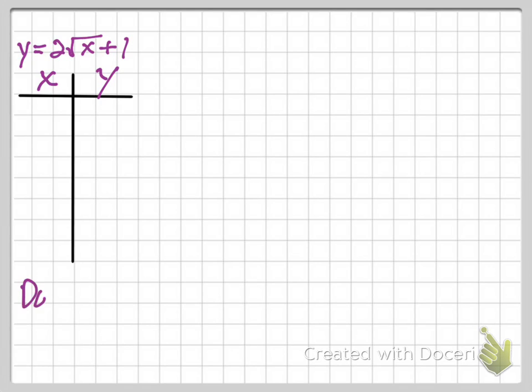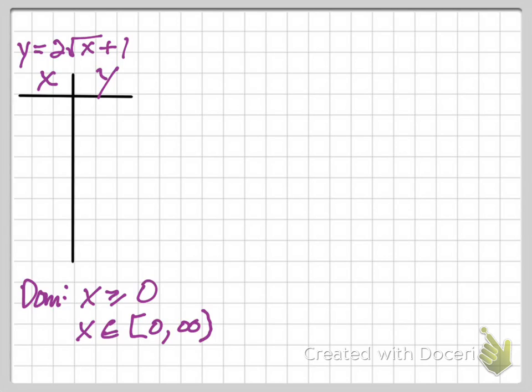The domain here is any value for x greater than or equal to 0. If I wanted to write that in interval notation, that's x is any value from 0 to infinity, including 0, but not, of course, including infinity. So that's the domain. We'll talk about range. Range is a little bit more difficult for this one.